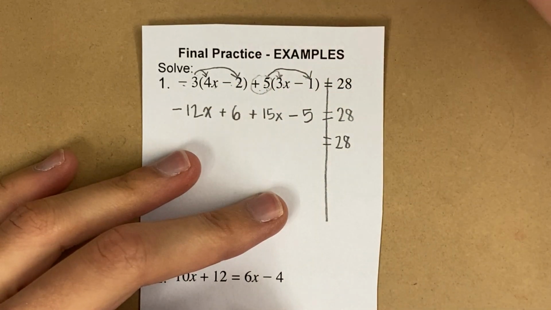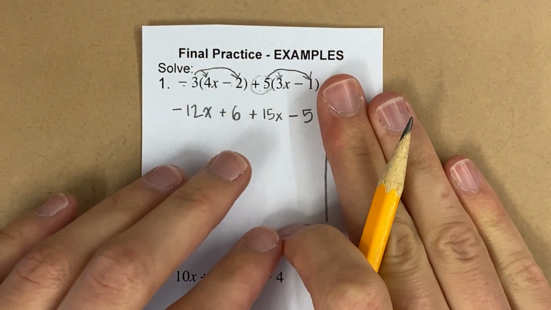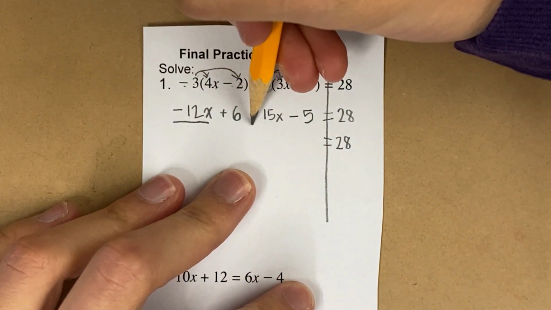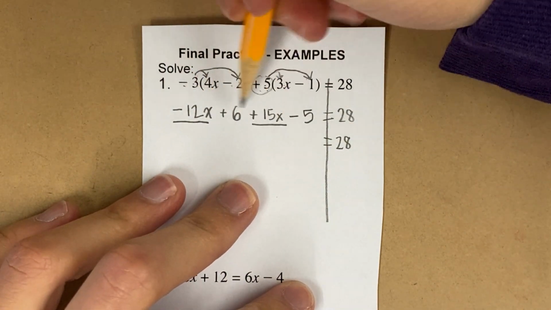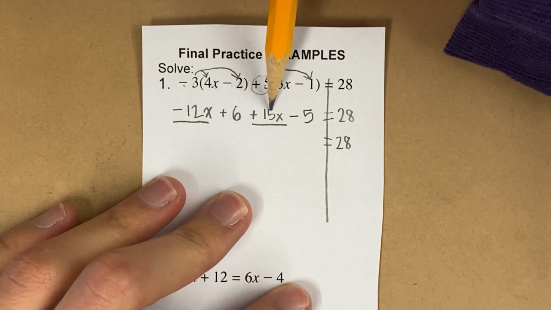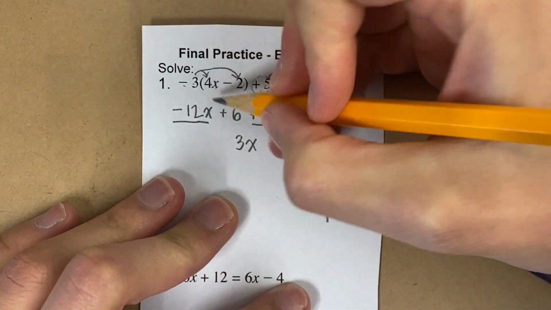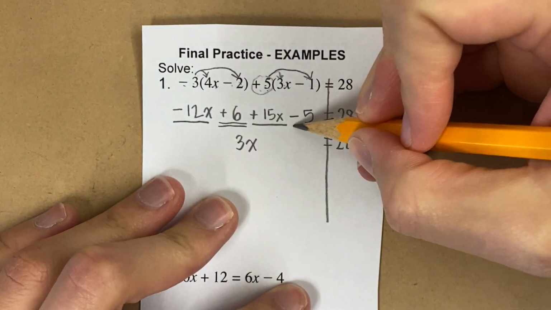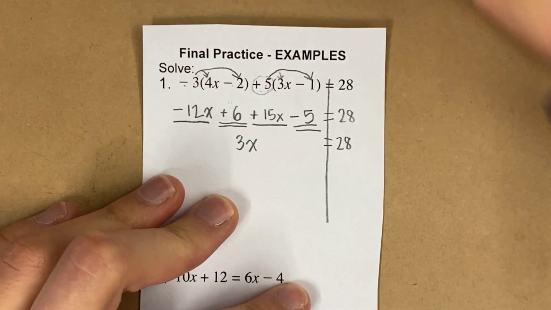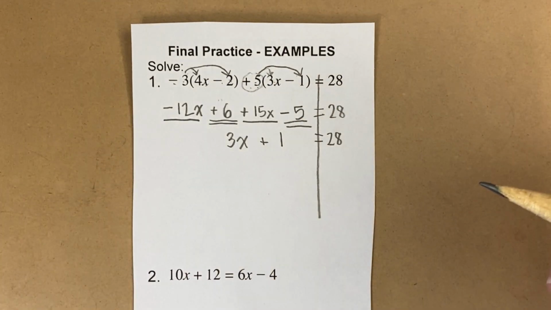Over here, I do still have simplification. Notice I'm still only working on one side, so I'm not adding or subtracting anything from both sides. I'm just combining like terms, so this has an x, and this also has an x. Those are like terms. I notice I have more positives than negatives, so it's going to be positive, and 15 minus 12 is 3x. And then my other like terms are 6 and negative 5. In this case, I also have more positives than negatives, so it's going to be positive. And 6 minus 5 is 1.